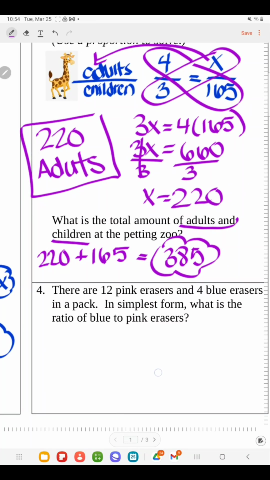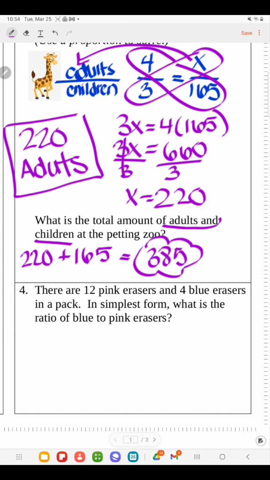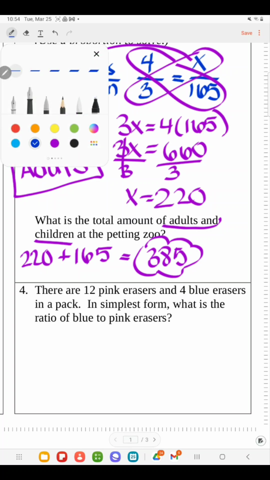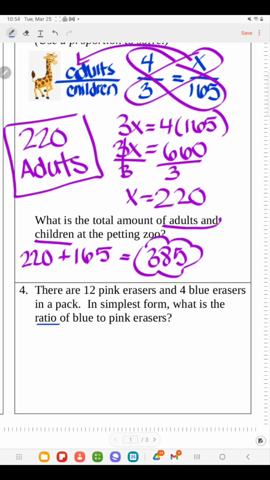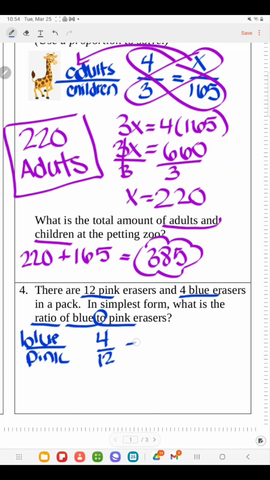Okay. There are 12 pink erasers and 4 blue erasers in a pack. In simplest form, what is the ratio of blue to pink erasers? So this is where we're going. What is the ratio of blue to pink? That's our plan. Blue over pink. And our number for blue is 4. And our number for pink was 12. 4 over 12 will simplify to 1 over 3.